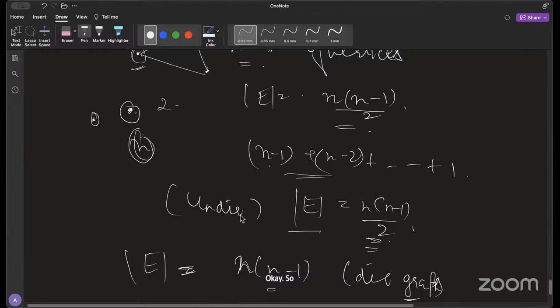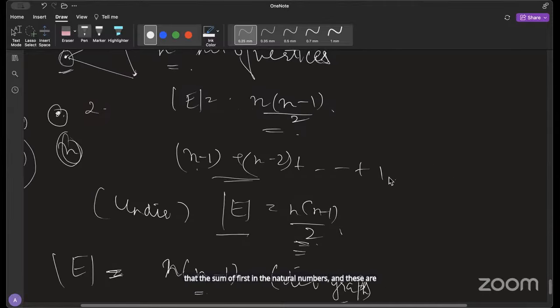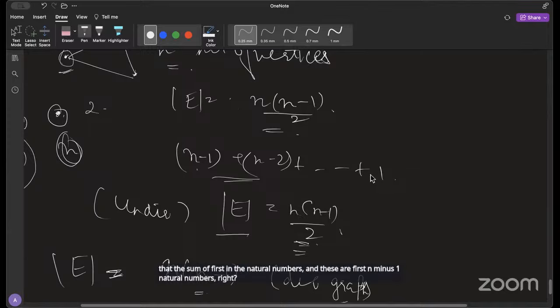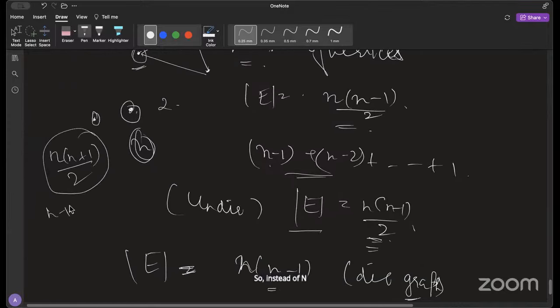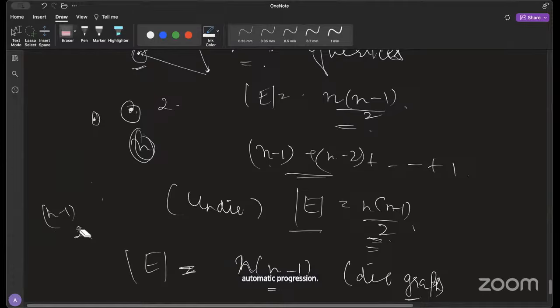Ma'am, there is one doubt. When you add n minus 1, n minus 2 till 1, how did the formula n(n minus 1) upon 2 come? The sum of the first n natural numbers is n(n plus 1) by 2. These are the first n minus 1 natural numbers, right? So instead of n, you should have n minus 1, and you'll end up with n(n minus 1) by 2. This is the formula for the sum of the first n natural numbers, which comes using the AP formula, arithmetic progression. Yes, ma'am, got it.